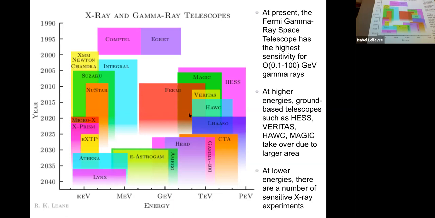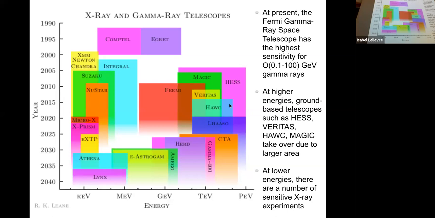At higher energies, we have a range of ground-based telescopes, such as HESS, VERITAS, MAGIC. HAWC uses a slightly different detection technique, and LHAASO is one that's just started taking data in China. So these high energy ground-based telescopes are basically reconstructing from showering?